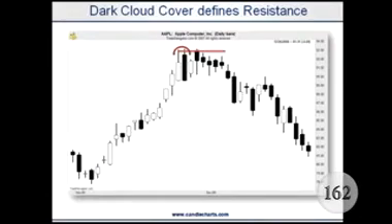Okay, this was late '06 in Apple, and we're going to look at Apple again later on. But here, this is a dark cloud cover, almost a bearish engulfing pattern. Not quite, but almost. And that defines our resistance area. So for you momentum traders out there, it didn't get above there for a while, but if it gets above that dark cloud cover, that's a bullish breakout signal.